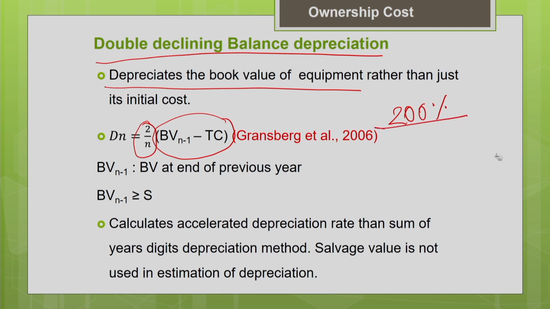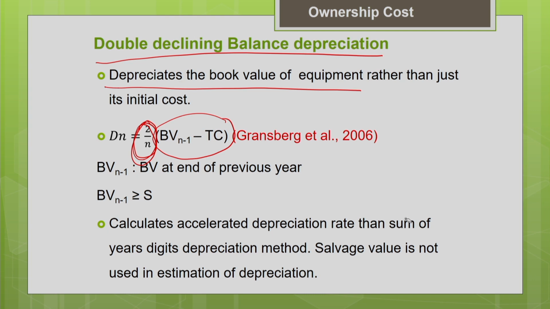It is called the double declining balance method, and this factor is fixed. This depreciation factor is fixed. That is why it is also called the fixed depreciation method. One more important thing you have to note here is that the ratio of depreciation dn divided by book value is going to be fixed for every year. And how to calculate this book value? I already told you in the previous slide.